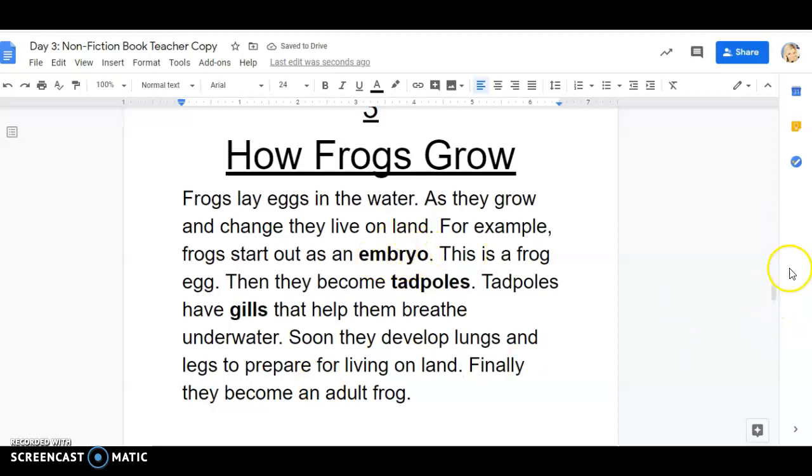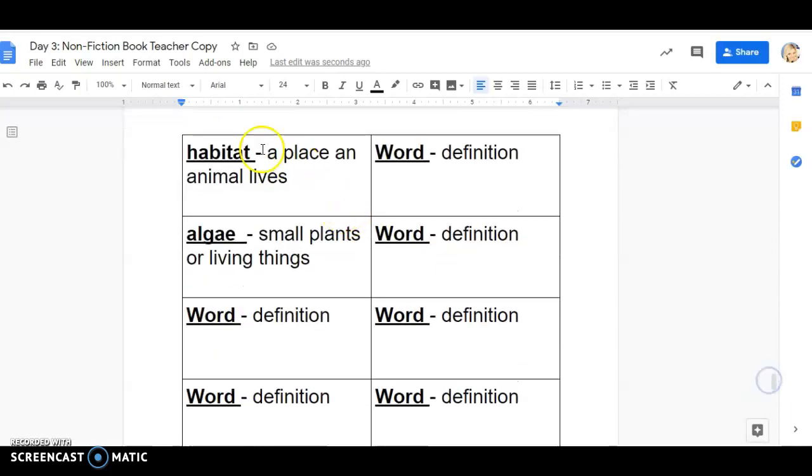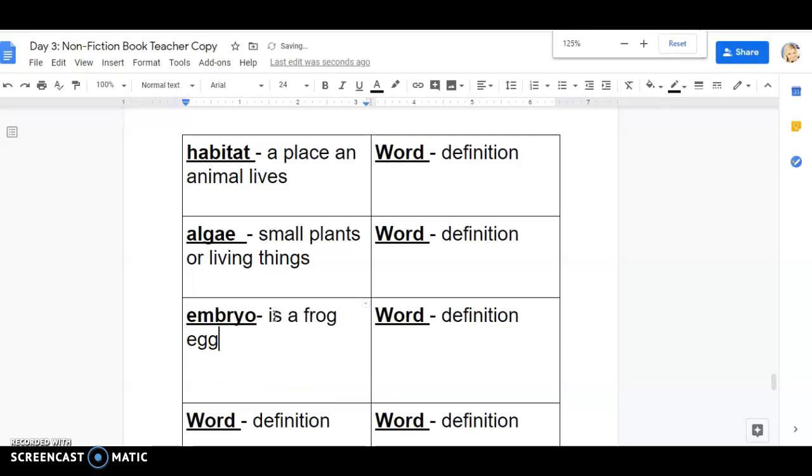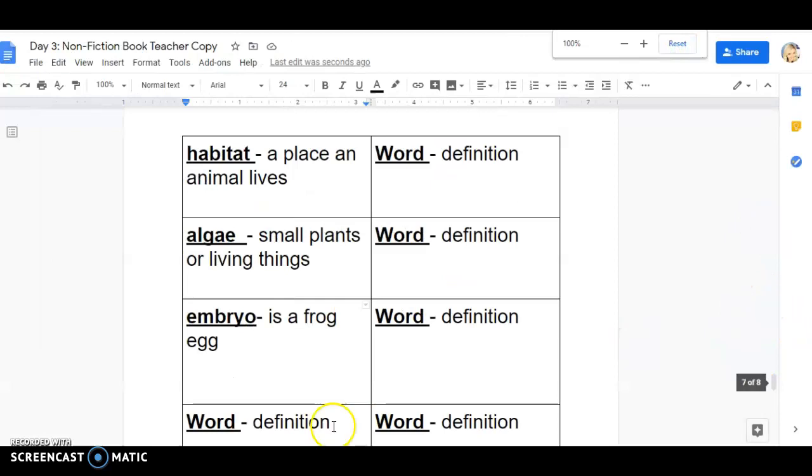Now I'm going to go to my glossary. I'm going to start with embryo. Remember, you can start any box you like to. I'm going to start here. I'm just going to keep on going down. Embryo. And I said an embryo is a frog egg. My next one I remember was tadpole. If you don't remember what yours is, you can go back to your story. I know tadpole was next. And that is a baby frog.